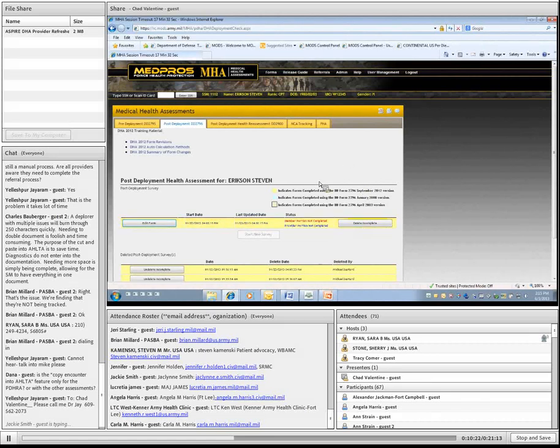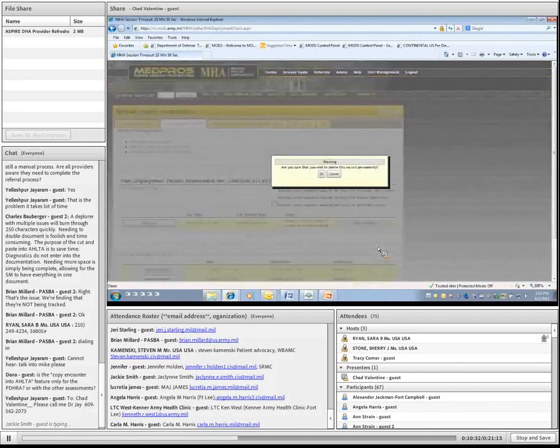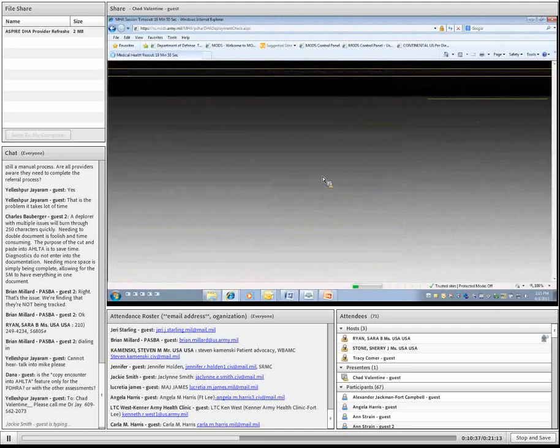Okay, so what I'm doing here, I just wanted to go ahead and demonstrate what Audrey was talking about. You do have the ability to go in and delete these incomplete forms. So when you do have an incomplete form, there's a button here that says delete incomplete. It's asking, are you sure you wish to delete this record permanently? And just click yes.